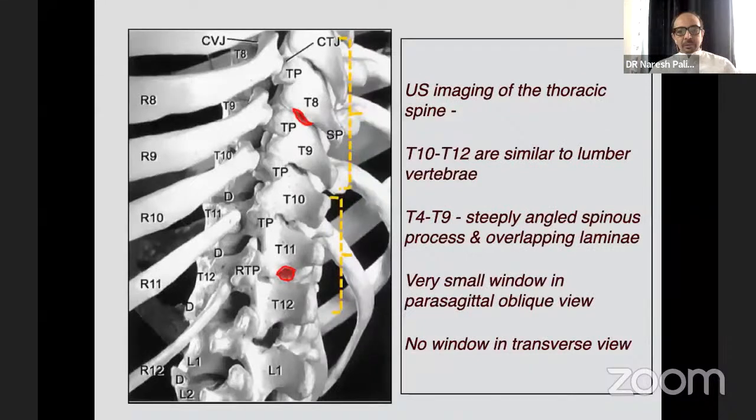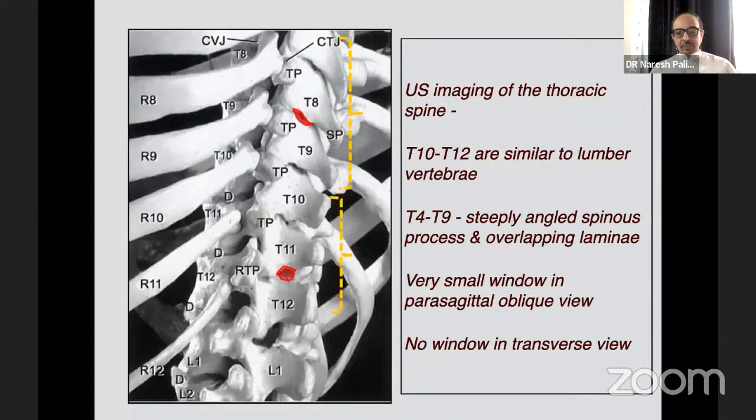Ultrasound imaging of the thoracic spine is very helpful. T10 to T12 are similar to your lumbar vertebrae. T4 to T9 have steeply angled spinous processes and overlapping laminae. There is a very small window in the parasagittal oblique view, and there is almost no window in the transverse view.